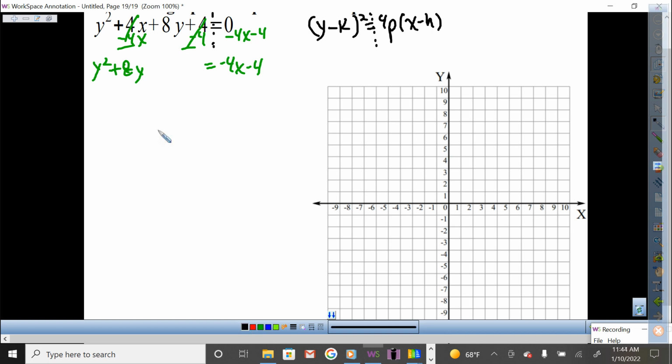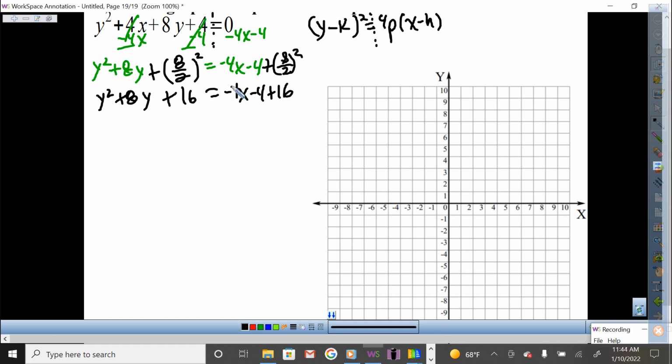Complete the square. How do we complete the square? Andrew. (8 over 2) squared, to both sides. (8 over 2) squared. So that leaves us with y squared plus 8y plus 16 equals negative 4x minus 4 plus 16. Can I combine on the right side? Yes. This is negative 4x plus 12.